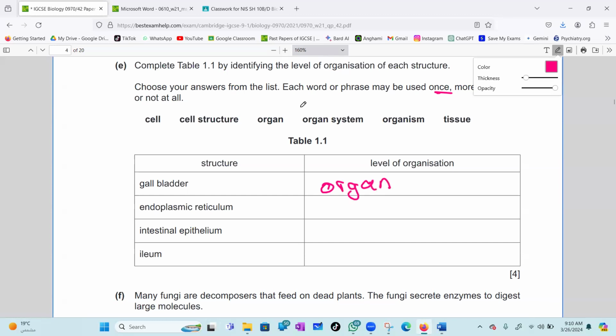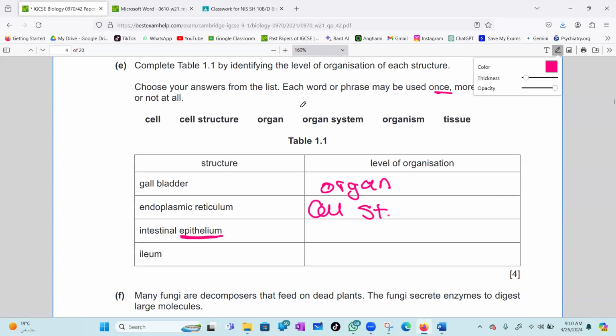The endoplasmic reticulum. Cell. It's not a cell. No. It is the cell. It means a separate cell structure. Yes, it's a cell structure. Of course, the endoplasmic reticulum is an organelle. So it is a cell structure inside the cell.